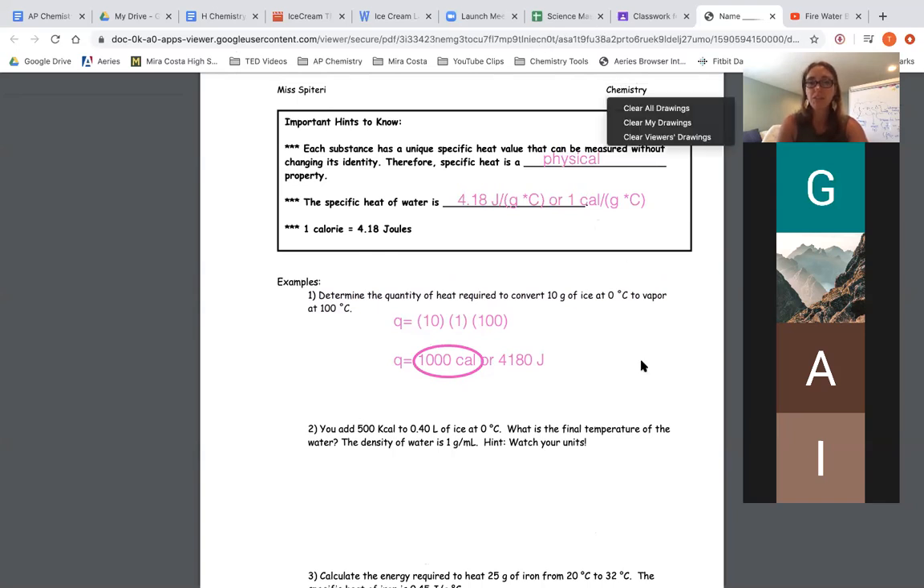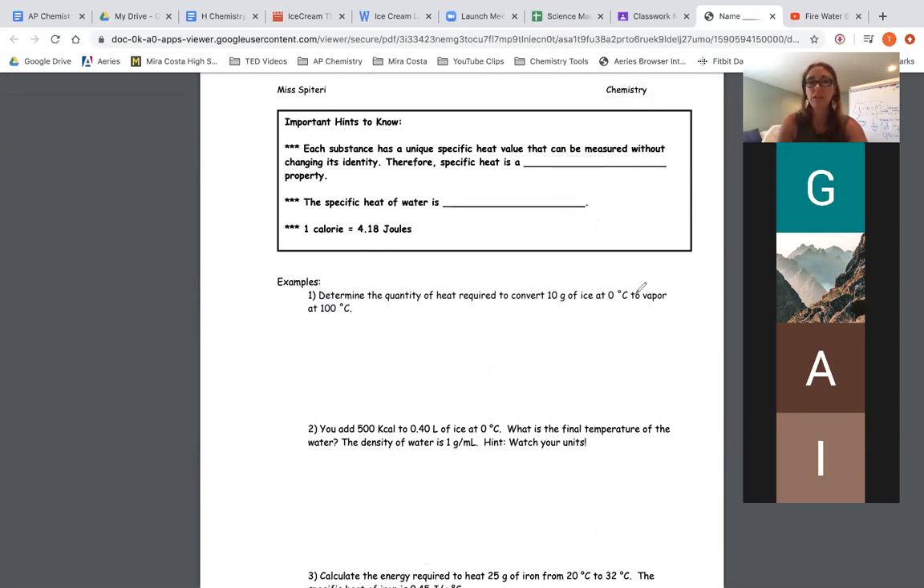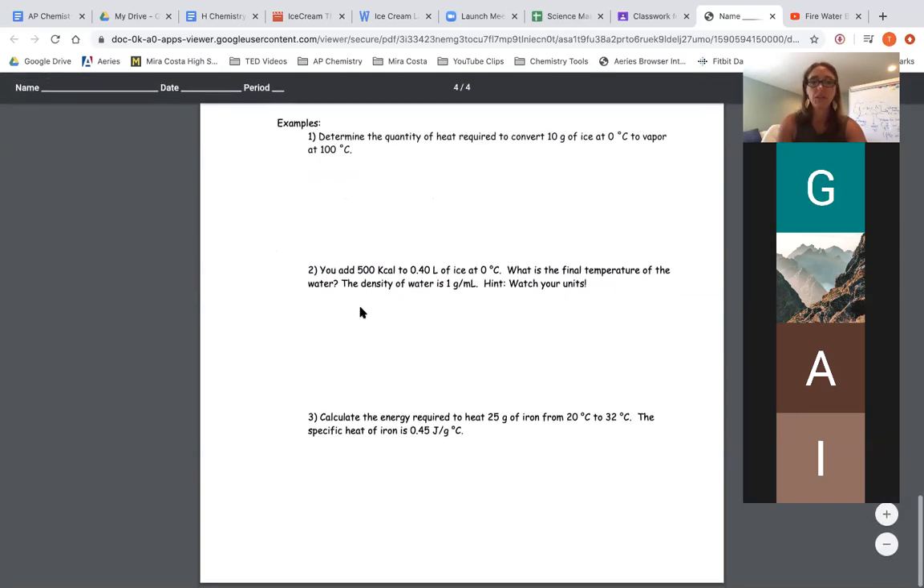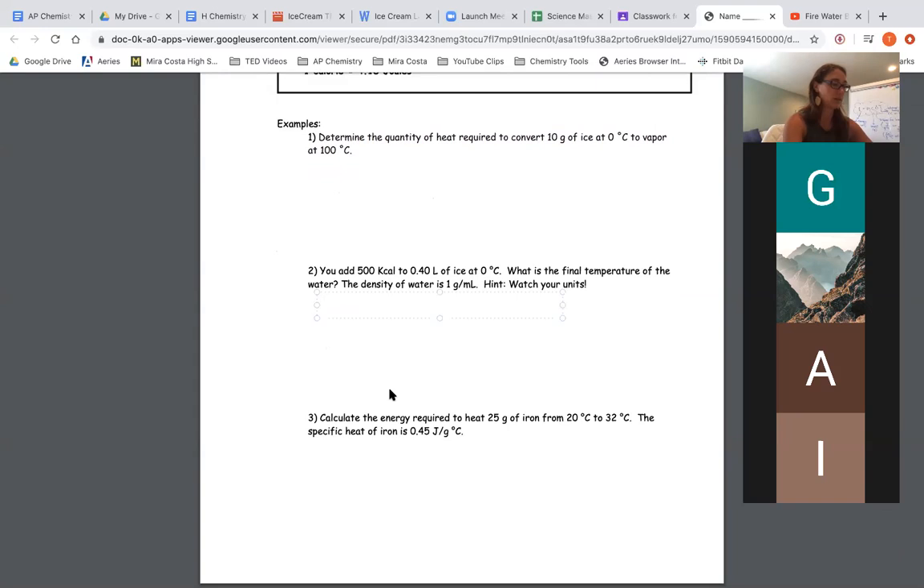Okay, let me just give you the answers to these other two, and you guys can try them on your own. Question number 2, the answer is 1,250 degrees Celsius. And question number 3, and again, these might not be the proper number of sig figs. As a matter of fact, they probably aren't. So don't stress about sig figs for these. This one should be 135 joules.